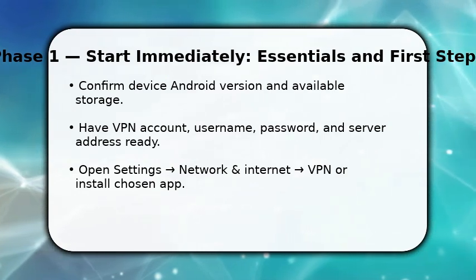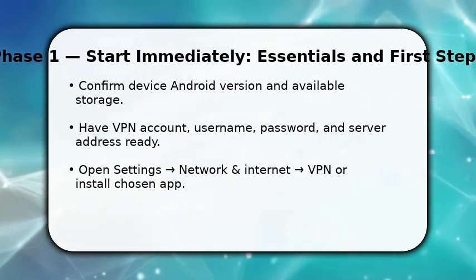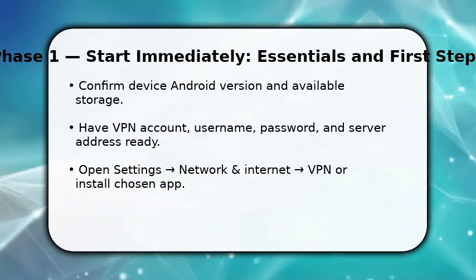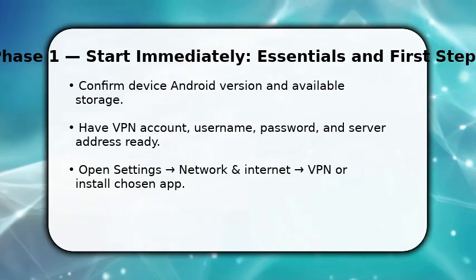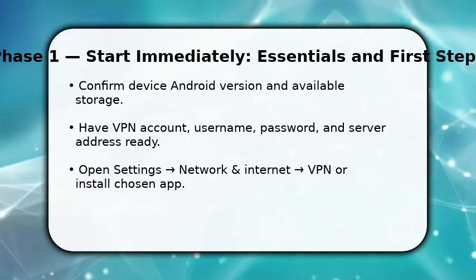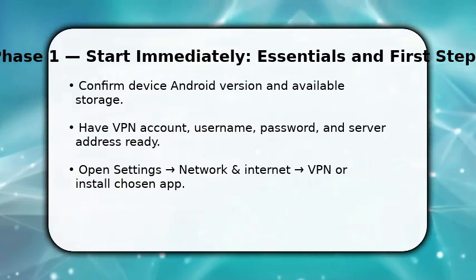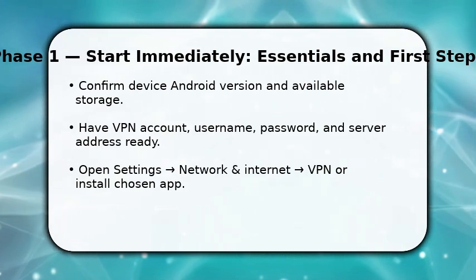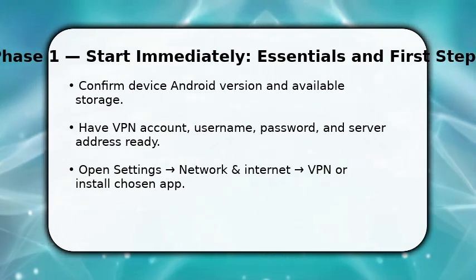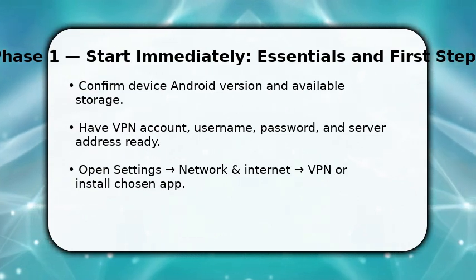Now open Settings, go to Network and Internet, then VPN. Alternatively, install the provider app from Play Store and grant required permissions. This gets you to the first actionable screen. Make sure location and battery restrictions won't block the app. You're ready to add or connect a profile. Proceed to the setup step next.